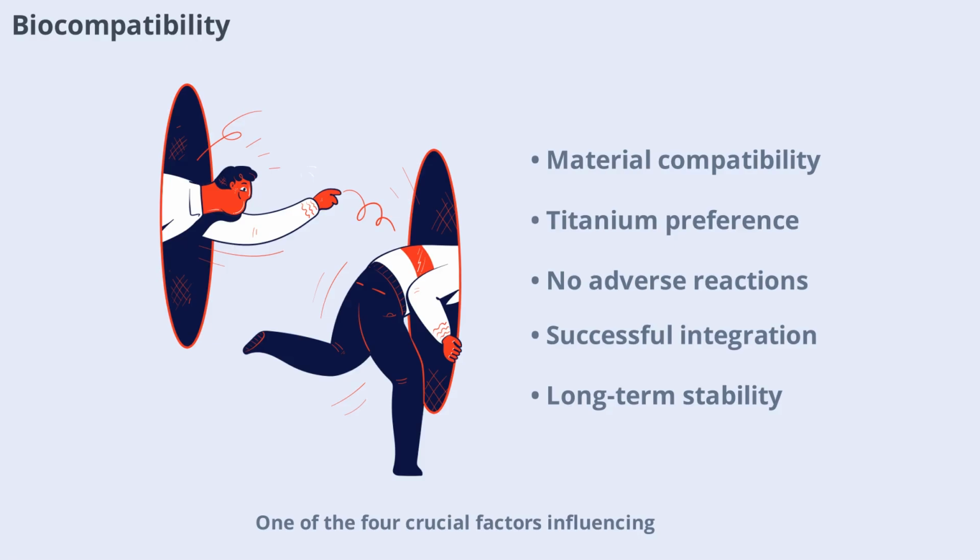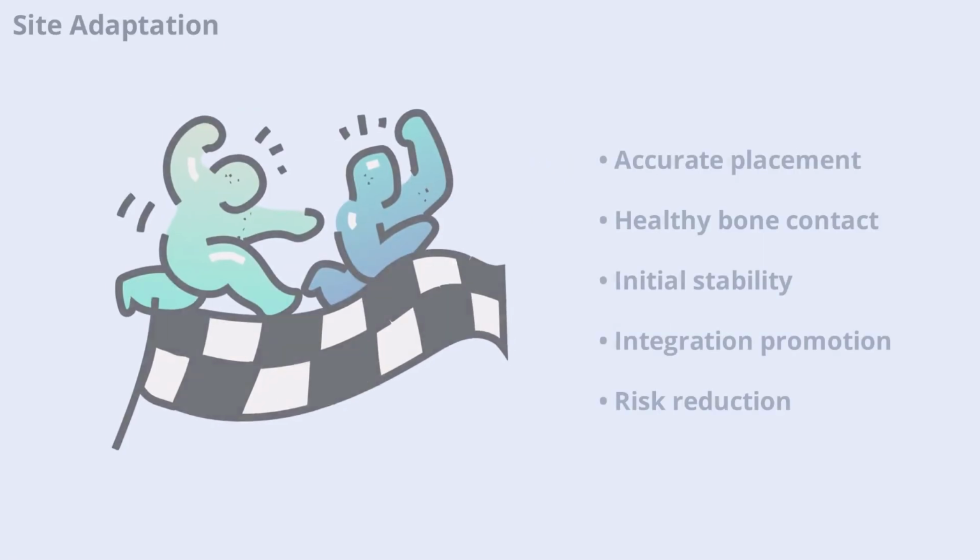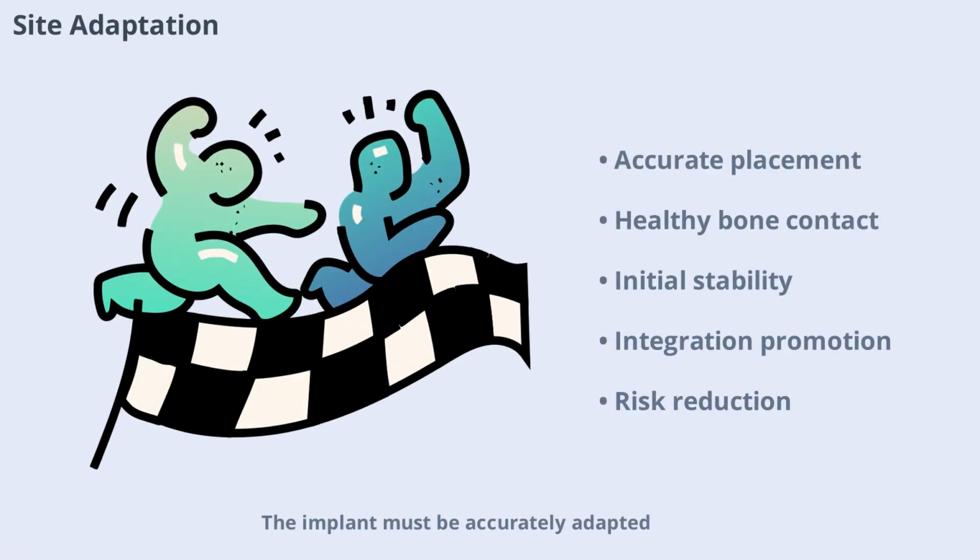One of the four crucial factors influencing osseointegration is the biocompatibility of the implant material. Commonly used materials include metallic, ceramic, and polymeric substances, with titanium being the most prevalent due to its excellent compatibility with bone tissue. Biocompatibility ensures that the implant does not provoke an adverse reaction, allowing for successful integration and long-term stability. The implant must be accurately adapted to the prepared site for optimal osseointegration.